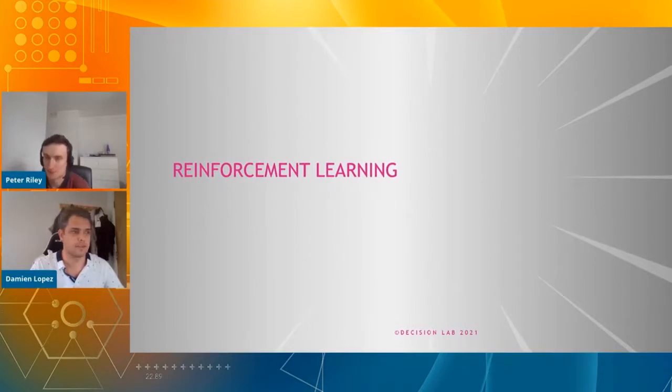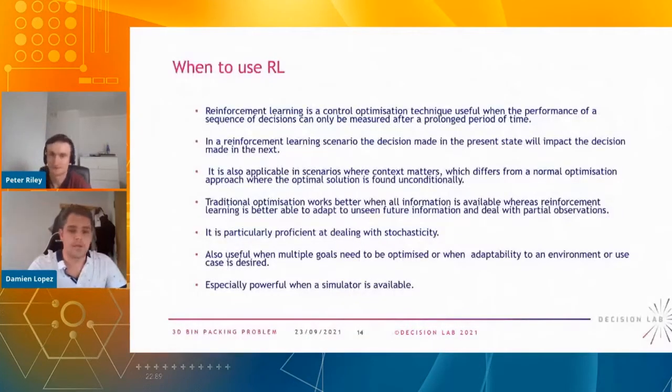So that's the simulator, and now I'll pass you over to Damien to talk a bit more about the reinforcement learning. Thanks, Peter. So first we're going to talk about when and why we're going to use reinforcement learning. Reinforcement learning is a control optimization technique very useful when the performance of a sequence of actions can only be measured after a long period of time.